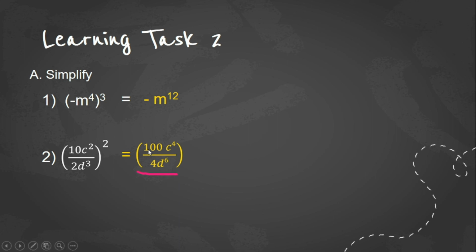Mas simplify pa ba siya? Yes. Why? 100 divided by 4 will give us 25. Tama, sa taas natin ilalagay kasi mas malaki si 100. So C raised to 4 over D raised to 6. O, bakit nawala si 4? Eh, dinivide mo na nga itong dalawa, which gives us 25. Okay, so the final answer is 25C raised to 4 over D raised to 6.